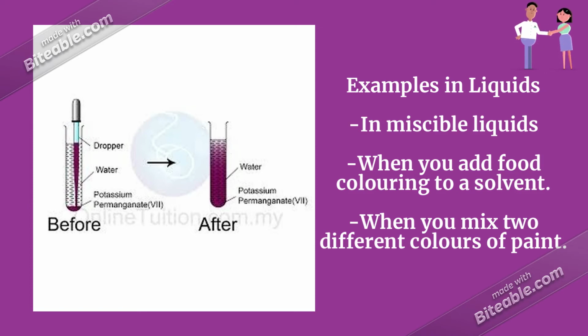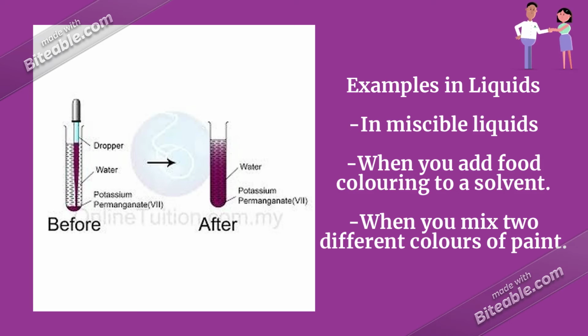Okay, and if you read again, you will see that I've written down that when you add food coloring to a solvent, they are miscible liquids, because when you add food coloring, you're basically mixing. The food coloring is diffusing in the solvent. It's spreading, and when you mix two different colors of paint, then again they both are mixing, and so we can say that diffusion is happening, and it basically happens the same way as we discussed in the explanation of gases.